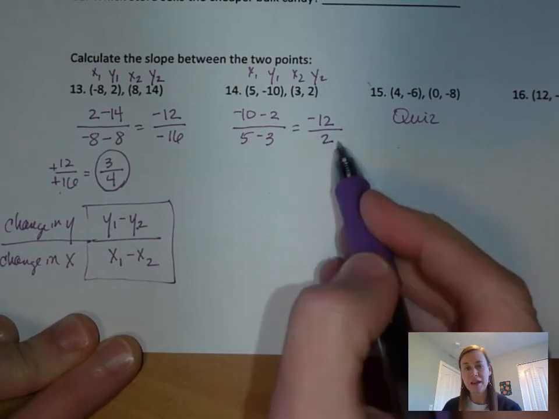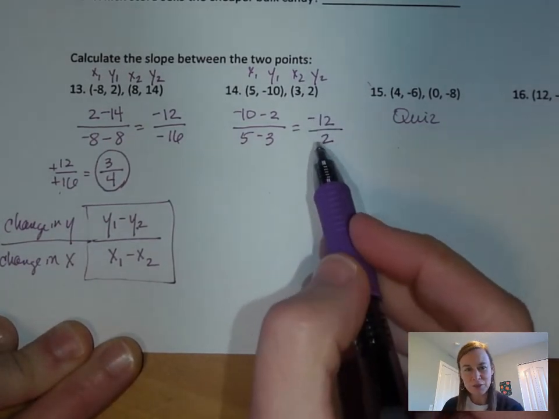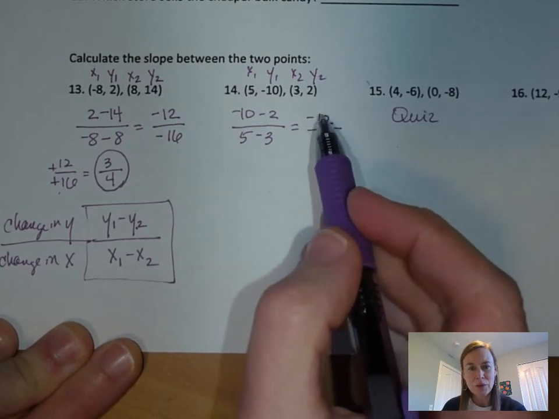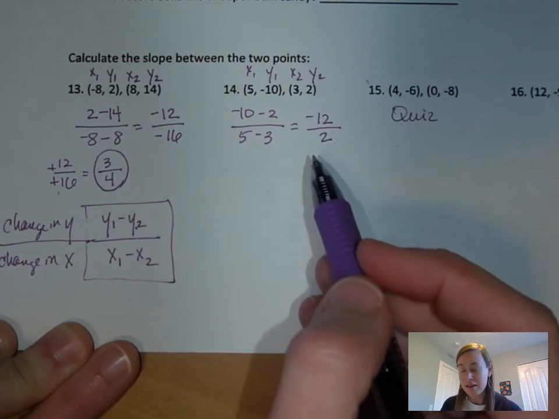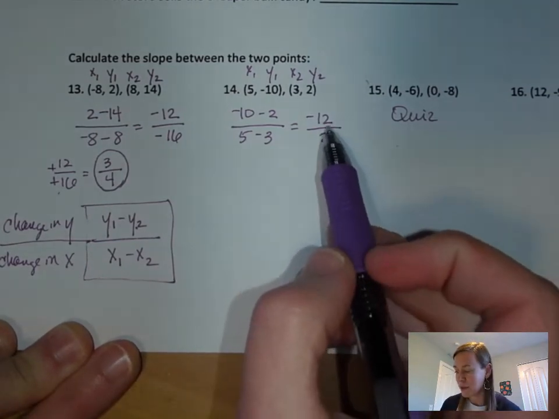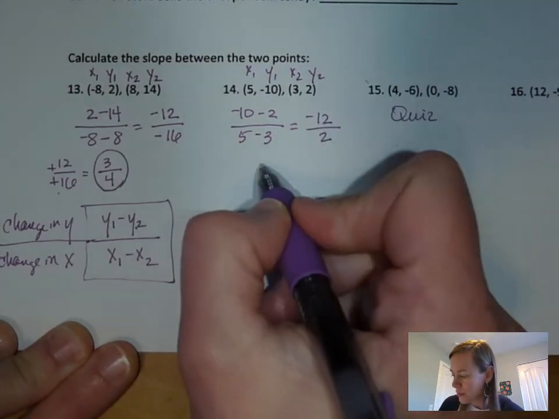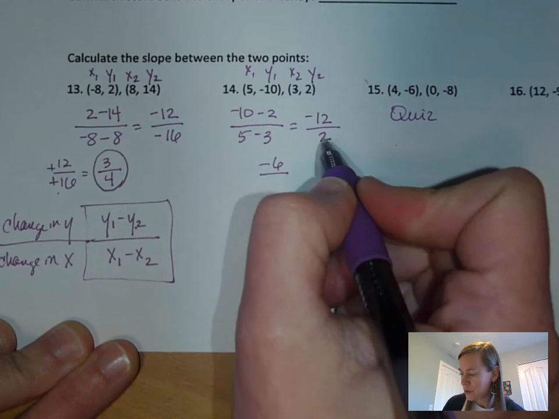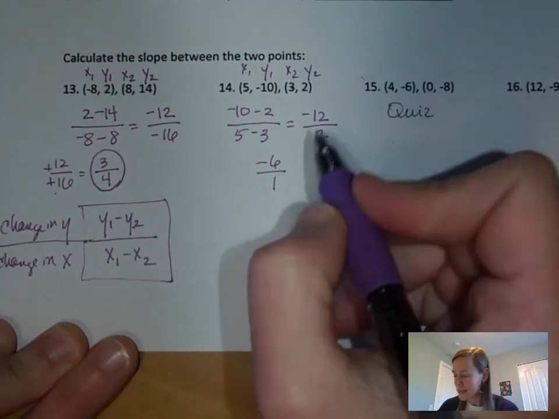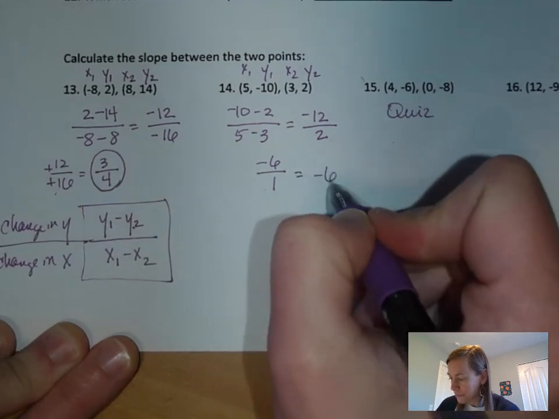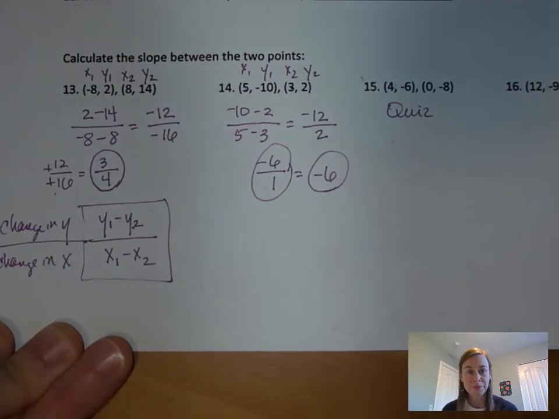Okay, can this be simplified? Yeah, it can. What about the sign? Is it going to stay negative, or is it going to turn positive? Well, we only have one negative sign there, so that means the whole thing is going to stay negative. And as far as simplifying goes, it looks like both of those numbers can be divided by 2. So negative 12 divided by 2 is negative 6, and 2 divided by 2 is 1. So your slope is going to be negative 6 over 1, which is the same thing as negative 6. I'm going to write it this way, but hey, if you wrote it that way, that's perfectly correct also.